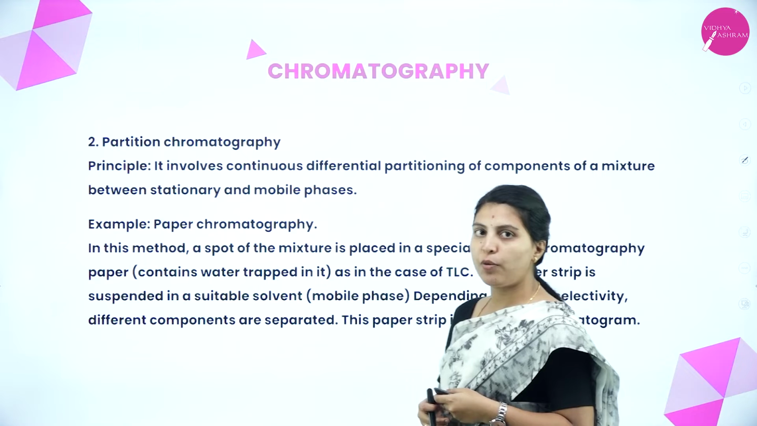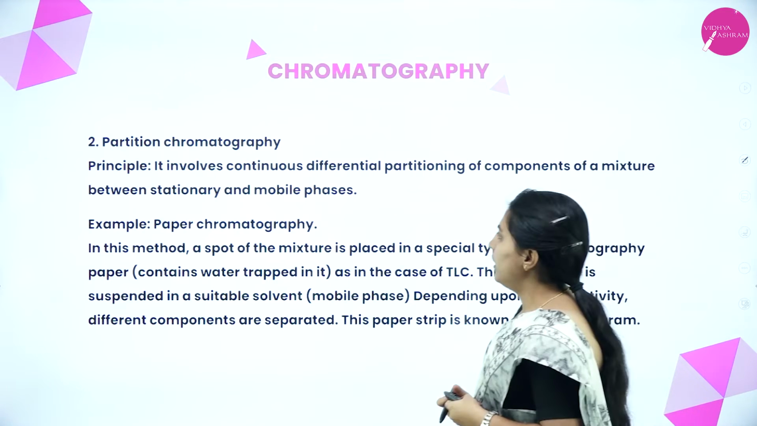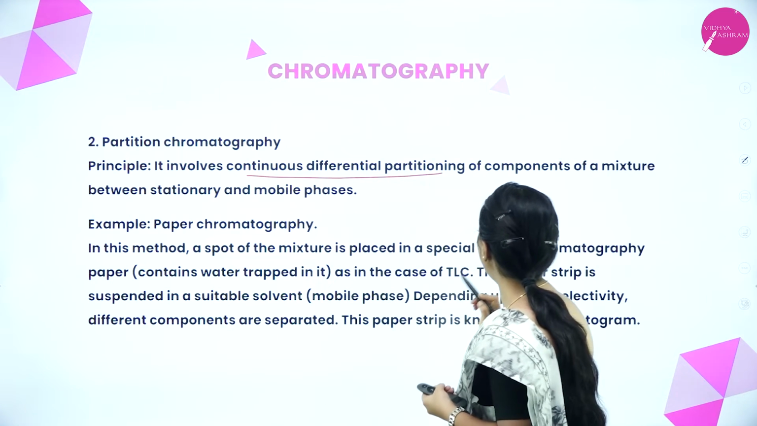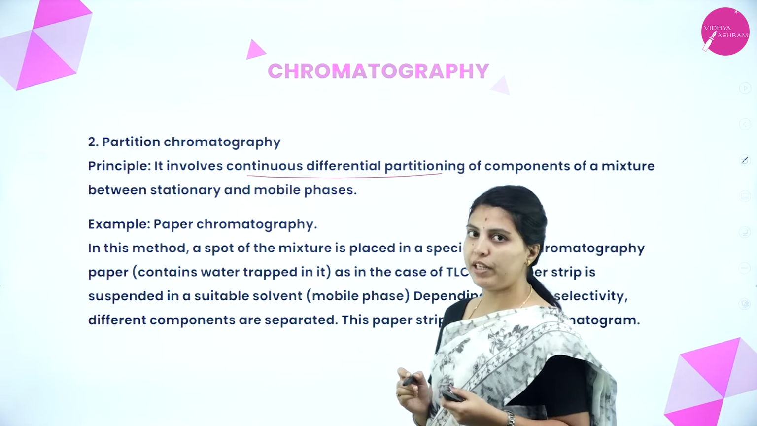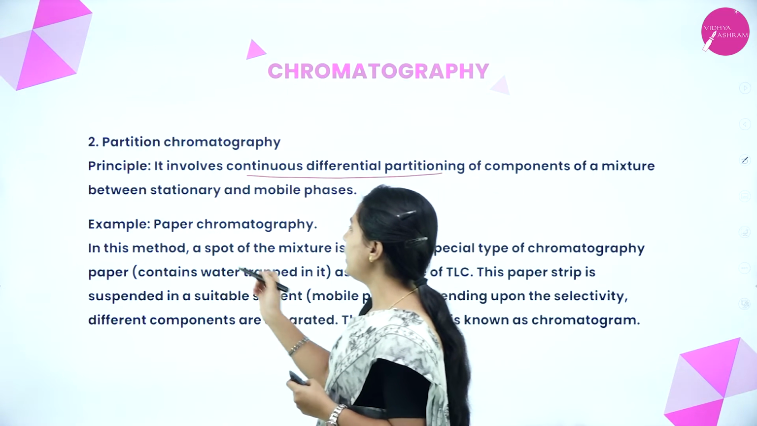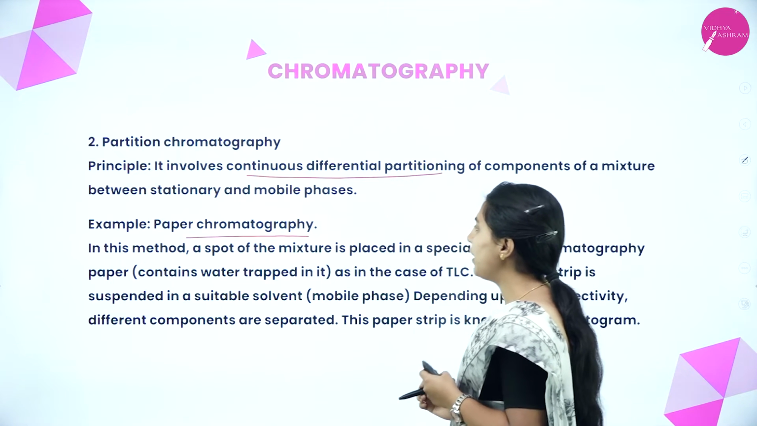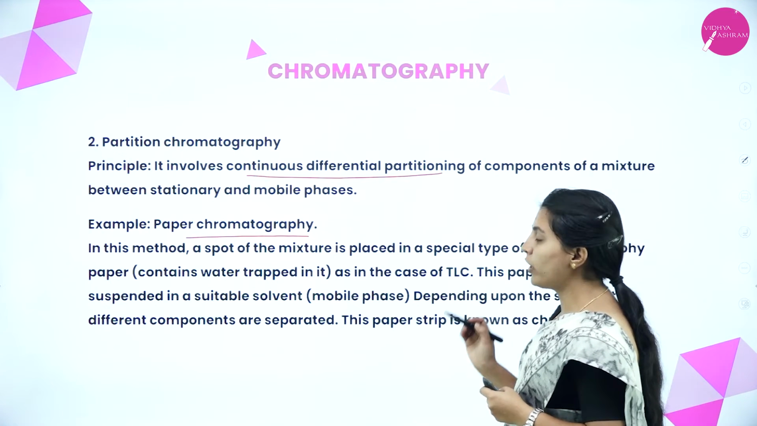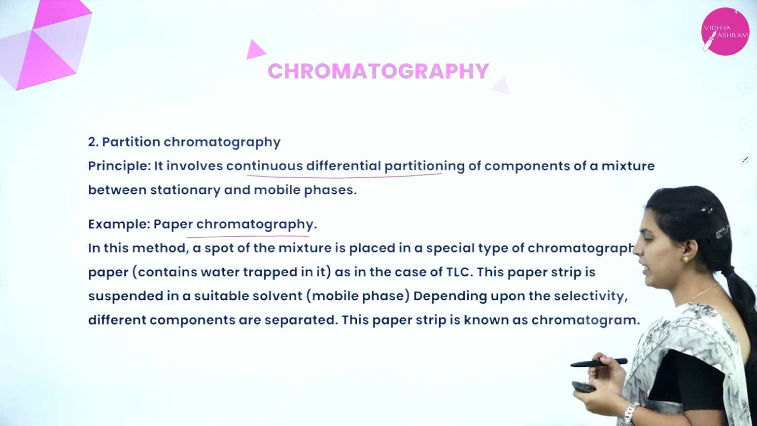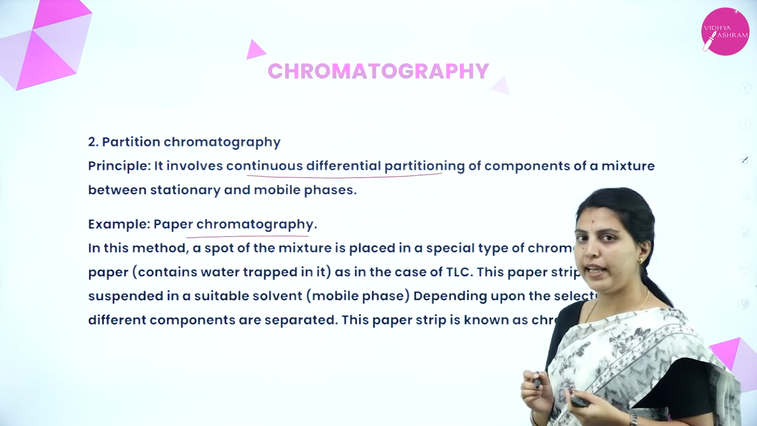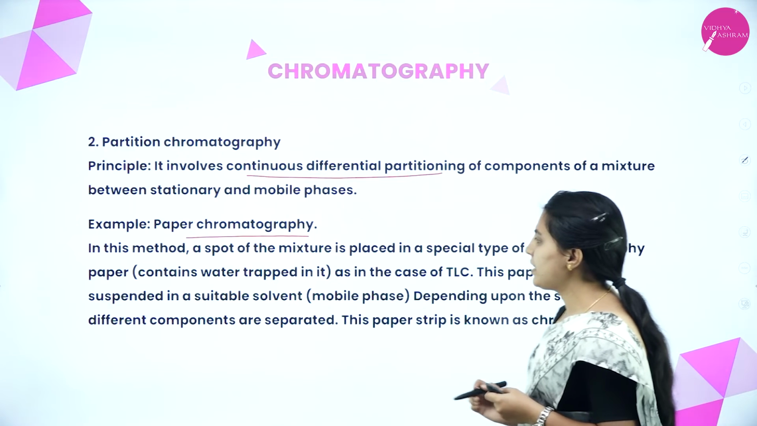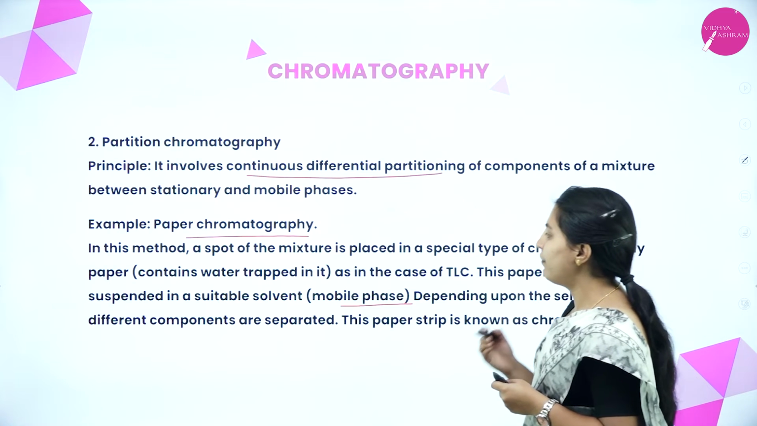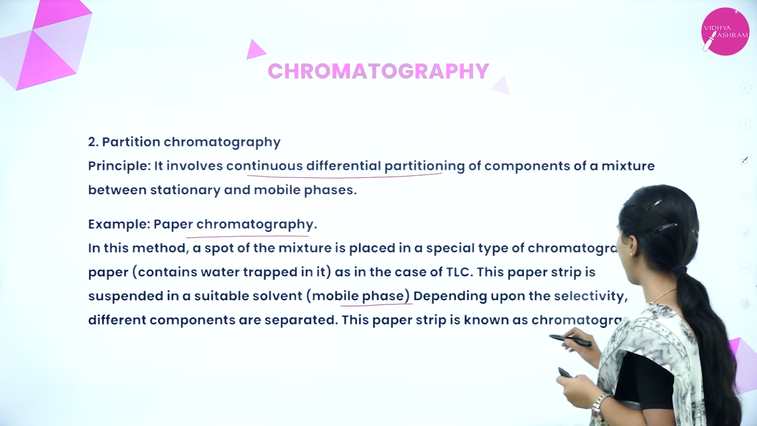Next is partition chromatography, the second type of chromatography in the classification. What does the principle say? It involves the continuous differential partitioning of the components of a mixture between the stationary and mobile phases. Not just one time, it happens continuously. An example is paper chromatography. In this method, a spot of the mixture is placed on a special type of paper, which contains water trapped in it. It is similar to TLC. This paper strip is suspended in a suitable solvent, which is the mobile phase. Depending upon selectivity, the different components are separated. This paper strip is known as the chromatogram.